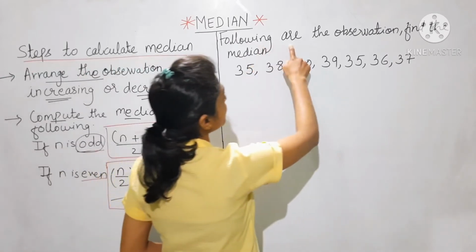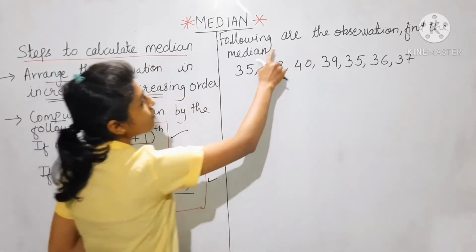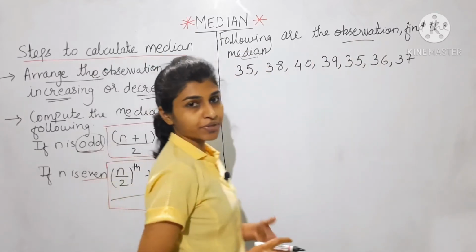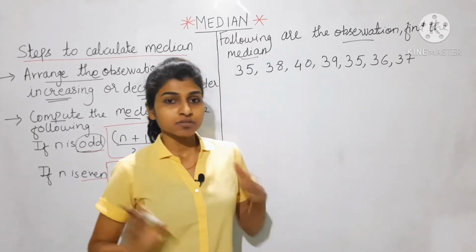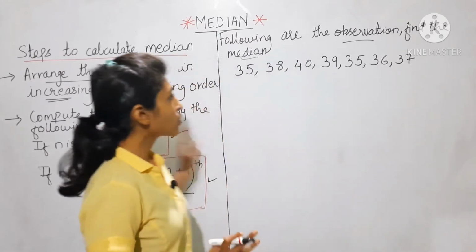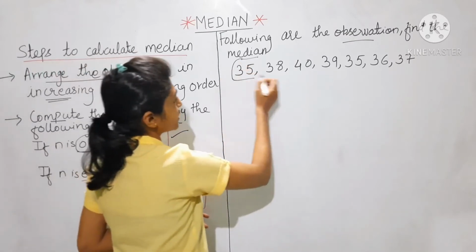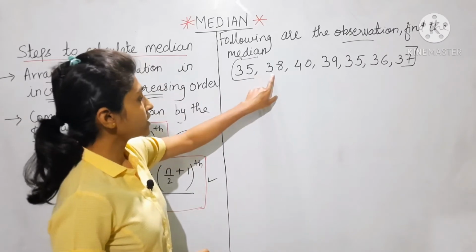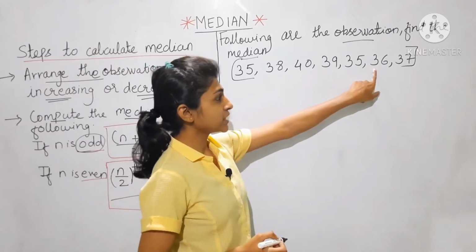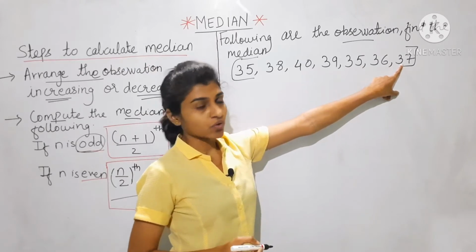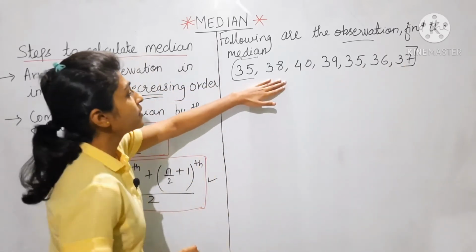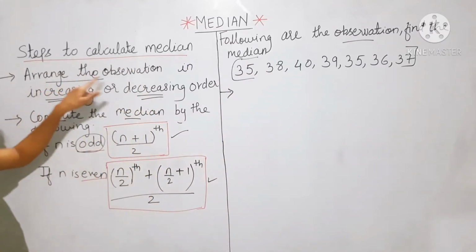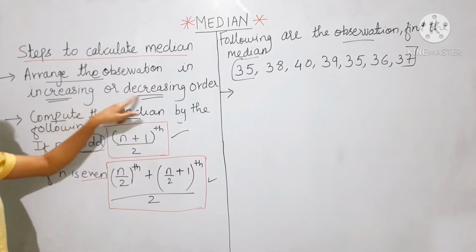So from the following observations, we have to find the median. As per the steps to calculate median, we'll go step by step. This is an individual observation: 35, 38, 40, 39, 50, 36, 37. And in the solution to calculate median, the first step is to arrange the observation in increasing or decreasing order.